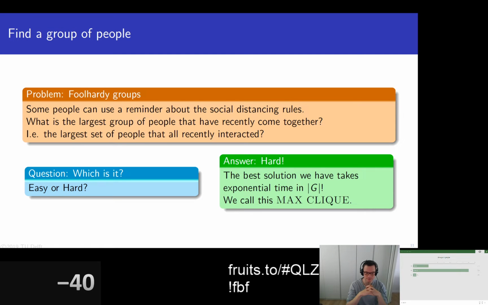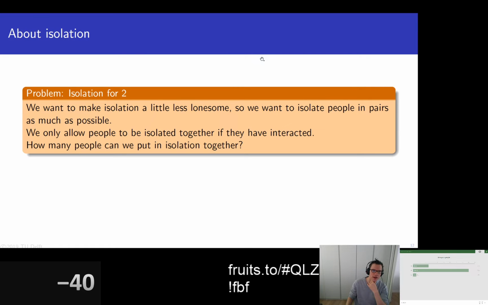Okay, let's do a couple more. We have orders to remain in isolation, but well, isolation can be very lonesome. So what I think might be a good idea is, how about we try and put people together in pairs. We isolate them in pairs. But of course, we should only put them with someone they've interacted with. No need to look for extra risk. So my question is, how many people can I put in isolation together? If I put people in isolation in pairs, how many people can I put in isolation?